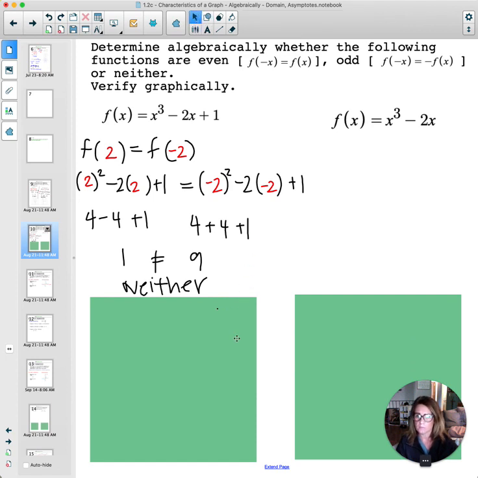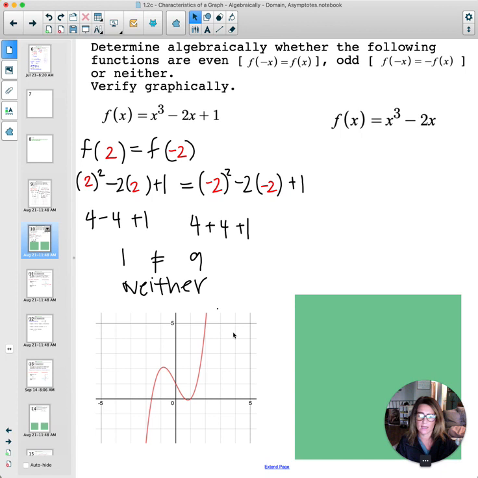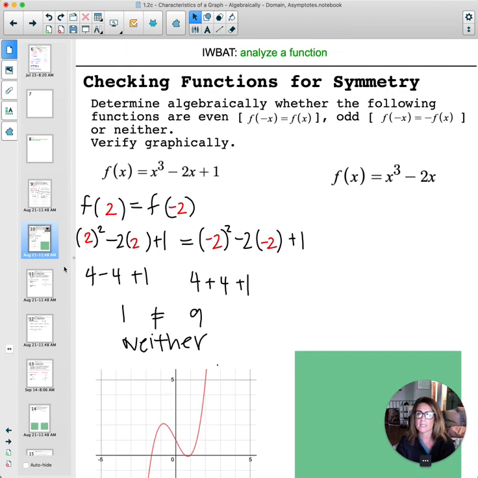Okay, so we can delete that and take a look. So not symmetric around the y-axis and also not symmetric around the origin. And then final example on how to do symmetry algebraically, we'll do this function. So we'll plug in 2 again and plug in -2.